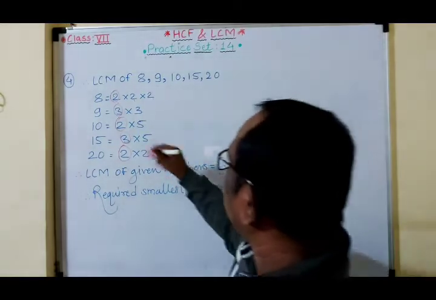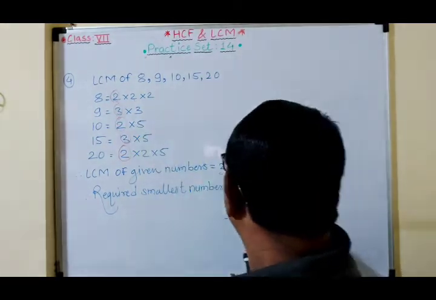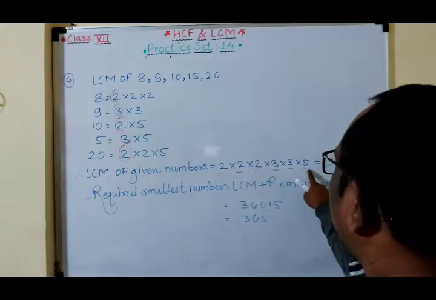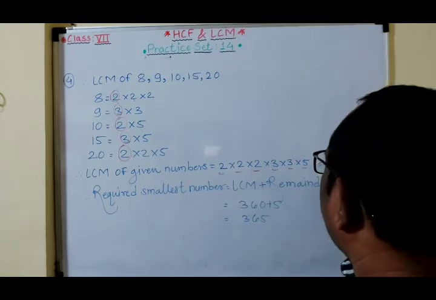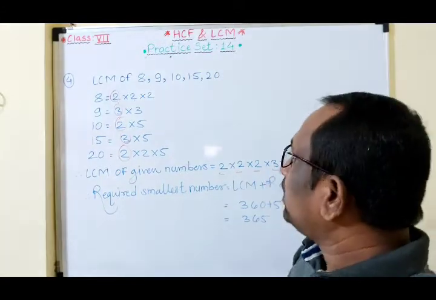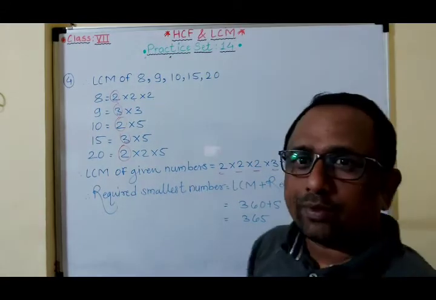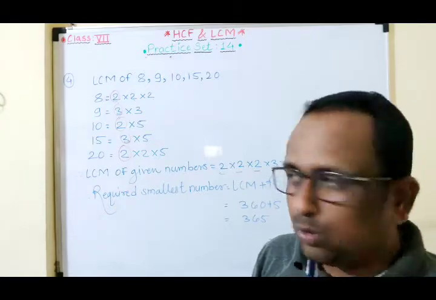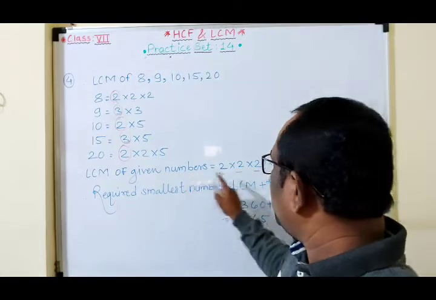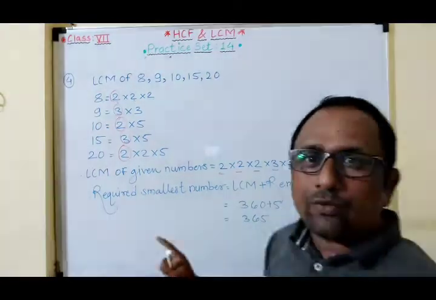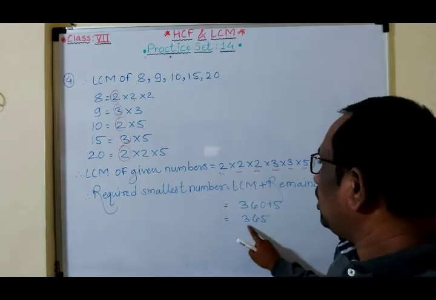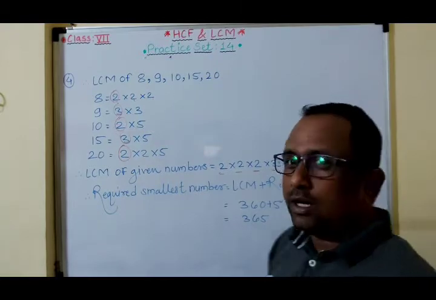This 5 is also common here. See 2, 2, 2, then 3, 3. And then 5 is there 3 times, so we take 5 one time here. So these are the factors. Then we got 360, that is the LCM of the given numbers. Now the remainder is 5 every time. We have to find the smallest number. The LCM we got is 360, and the remainder is 5 every time, so we have to add that remainder to the LCM. So 360 plus 5, the required smallest number is 365.